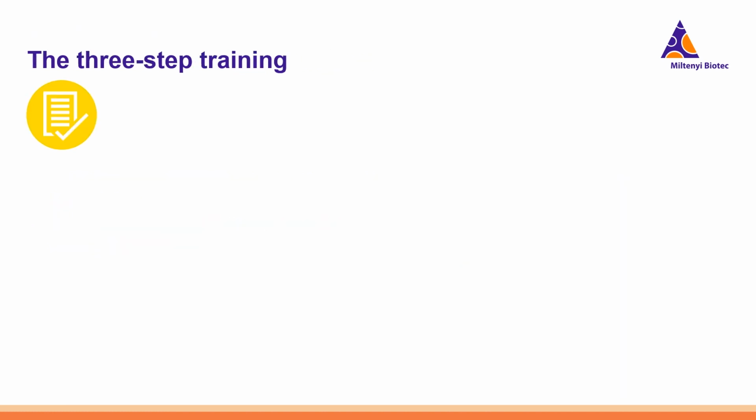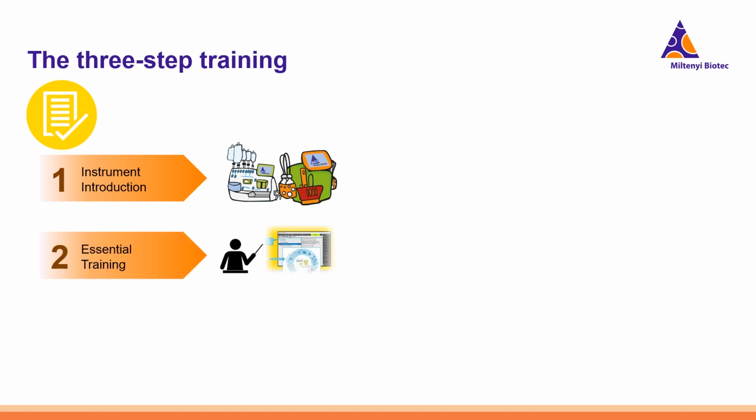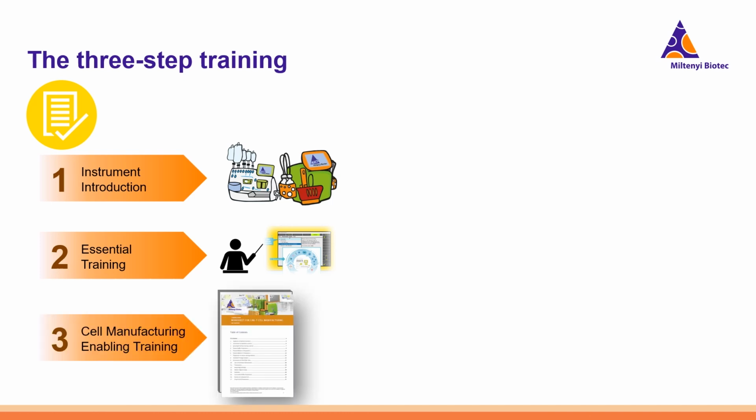The training proceeds in 3 steps. It starts with a very introductory training, which we, of course, intuitively named Instrument Introduction, followed by a theoretical background training, which we call the Essential Training, and then finally the Cell Manufacturing Enabling Training, which is the hands-on training intended to finally bring the staff up to the point where they are able to actually manufacture the cells.